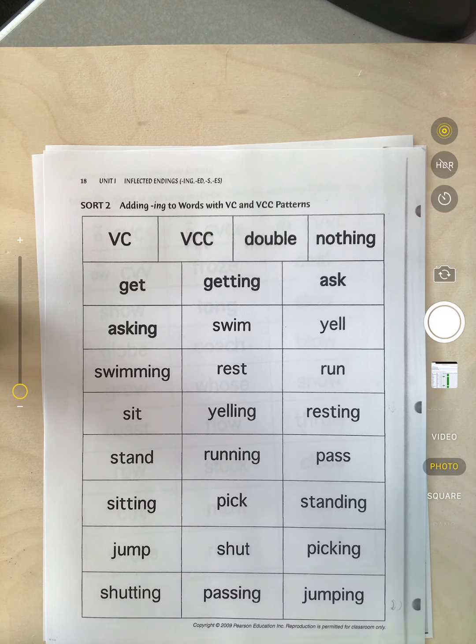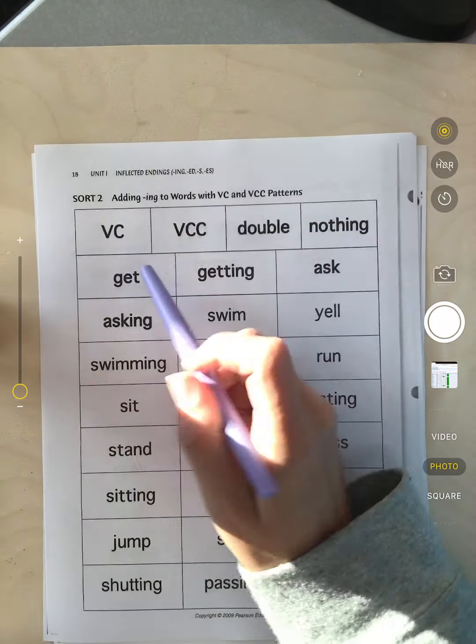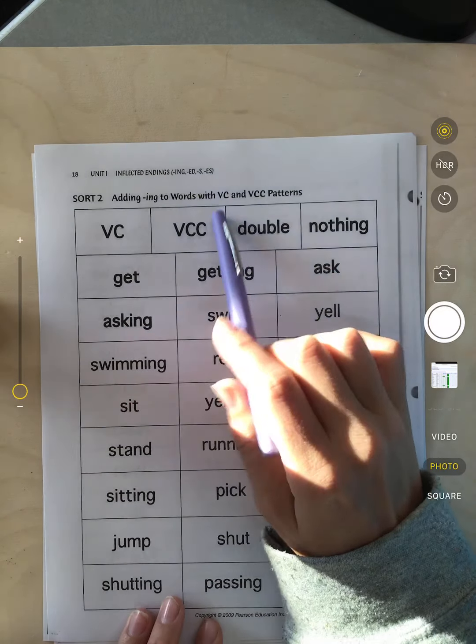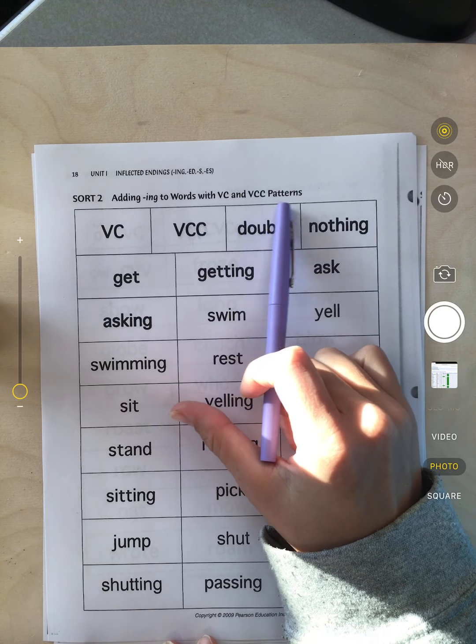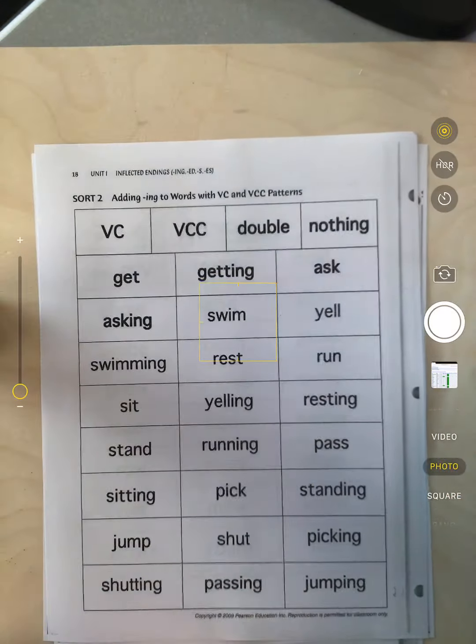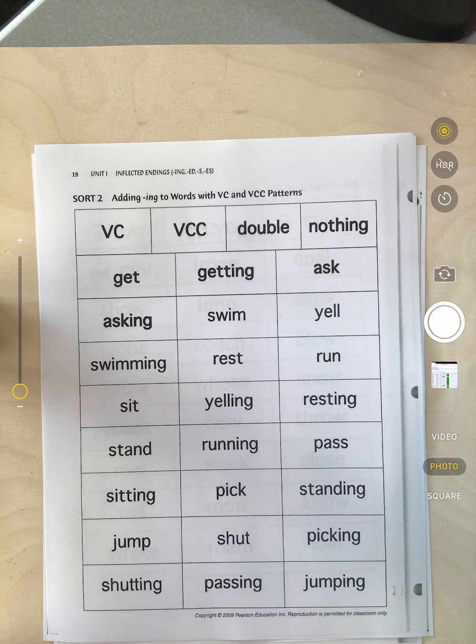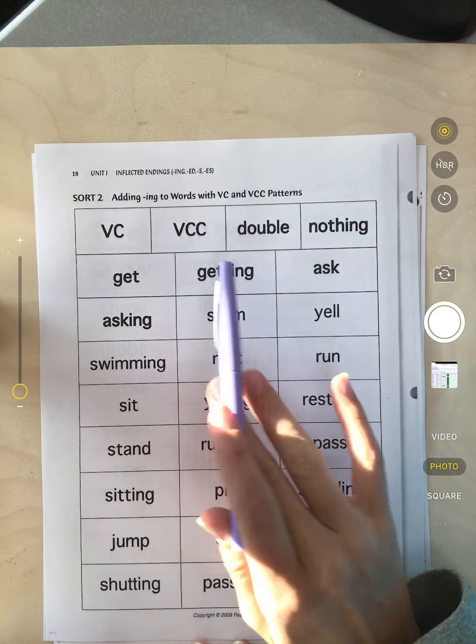All right, we are going to be working on sort two, adding ing to words with vowel-consonant and vowel-consonant-consonant patterns. So we're actually going to be doing two different sorts with these same words. The first way is we're going to be looking at the base words, because if you notice, each word has a partner. We have the base word, and then we have when we add the ing to it. Again, a base word and adding the ing to it.